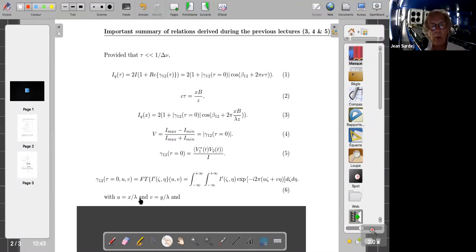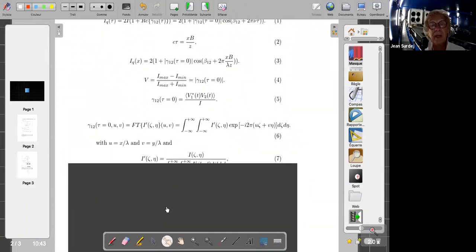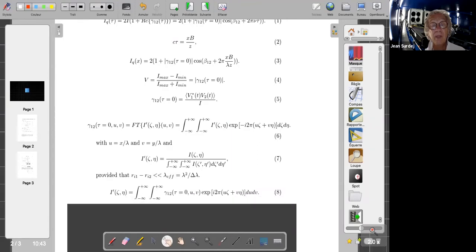Okay, when we find this result, what comes to our mind is of course to do the following. We know that by an inverse Fourier transform of the complex degree of mutual coherence, we will retrieve the normalized specific intensity. And the normalized specific intensity is just the specific intensity divided by its integration over the whole source. So when you integrate this one over the source, you find that it is equal to 1.